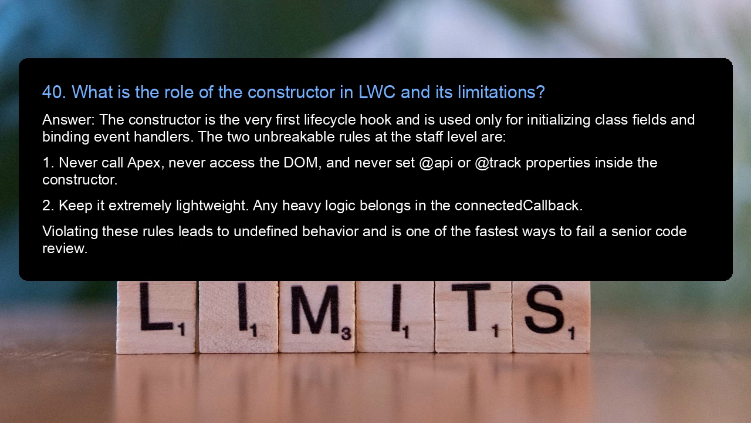Never call Apex, never access the DOM, and never set @api or @track properties inside the constructor. 2. Keep it extremely lightweight. Any heavy logic belongs in the connectedCallback. Violating these rules leads to undefined behavior and is one of the fastest ways to fail a senior code review.